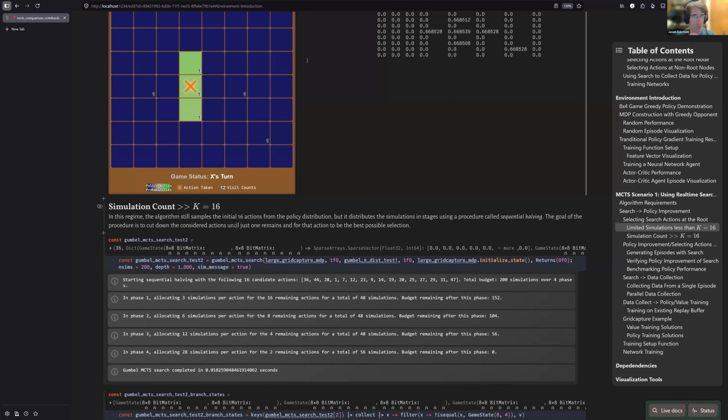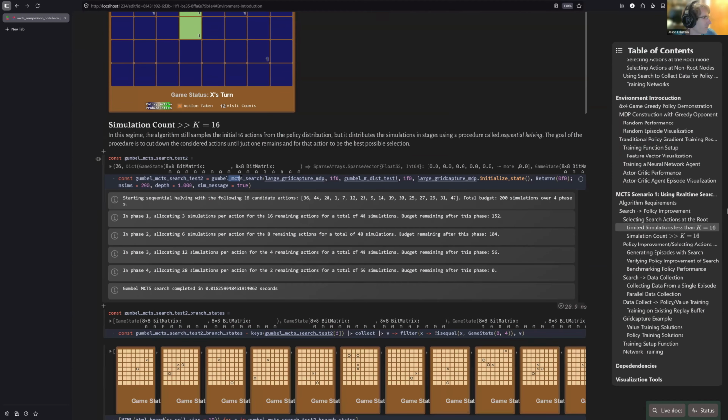So we have a risk of prematurely cutting away actions that could be good, but we're always keeping the top half of the actions we think are the most promising, and then we're allocating more simulations to those actions to better distinguish them. So we can see here, I'm running the same search now from the starting state, but with 200 simulations instead of just 6. And I've also turned on this messaging, so it's going to be a little verbose about what it's doing.